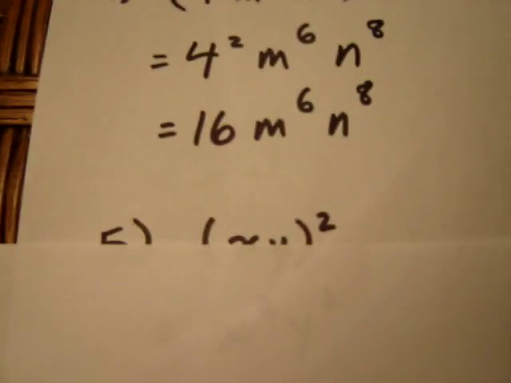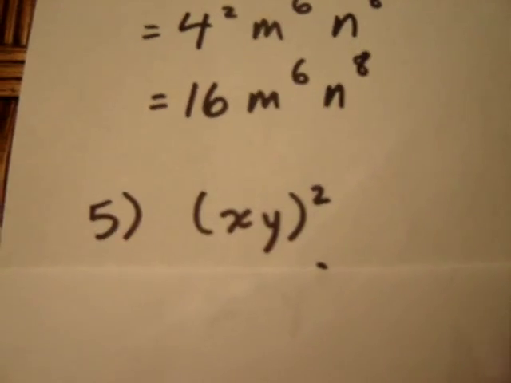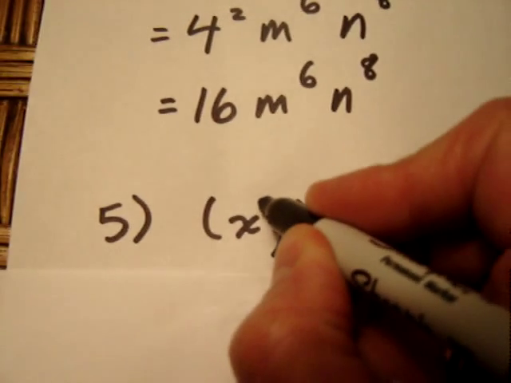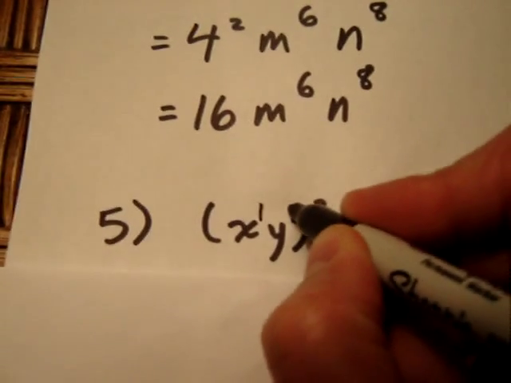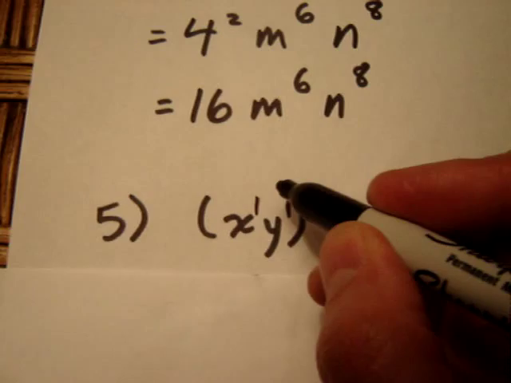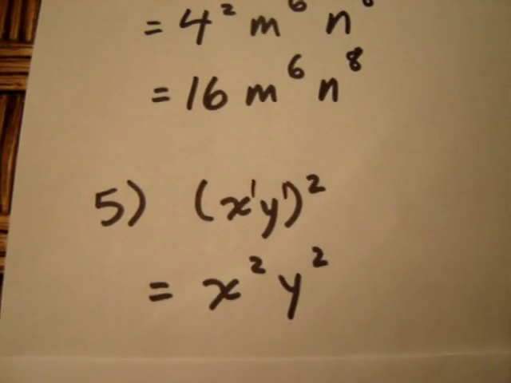And we move on to our next question, which is simply xy quantity squared. Well, we think of this x as having an exponent of 1, and this y as an exponent 1. So 2 multiplies 1, and 2 multiplies 1, and we get x squared, y squared.